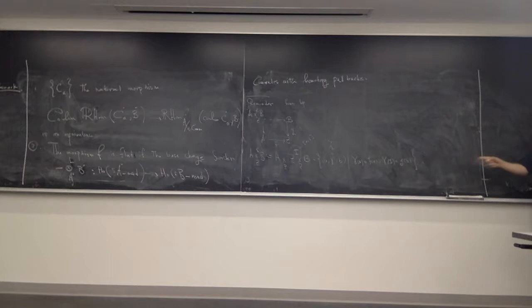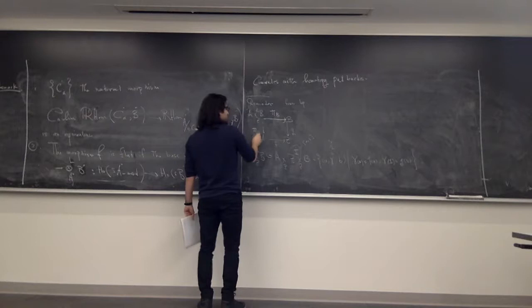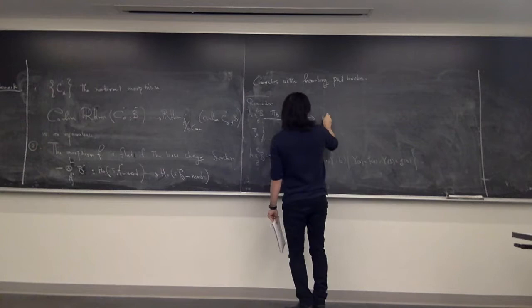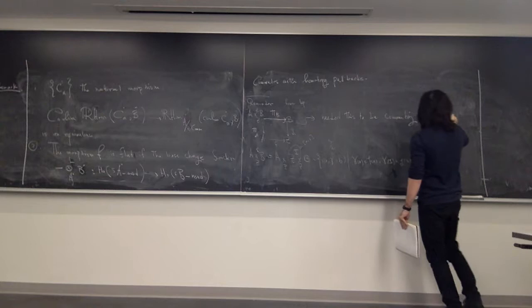And this came with projection maps, the projection onto B and the projection onto A. We needed this diagram to be commuting up to homotopy. This is what the homotopy pullback is.